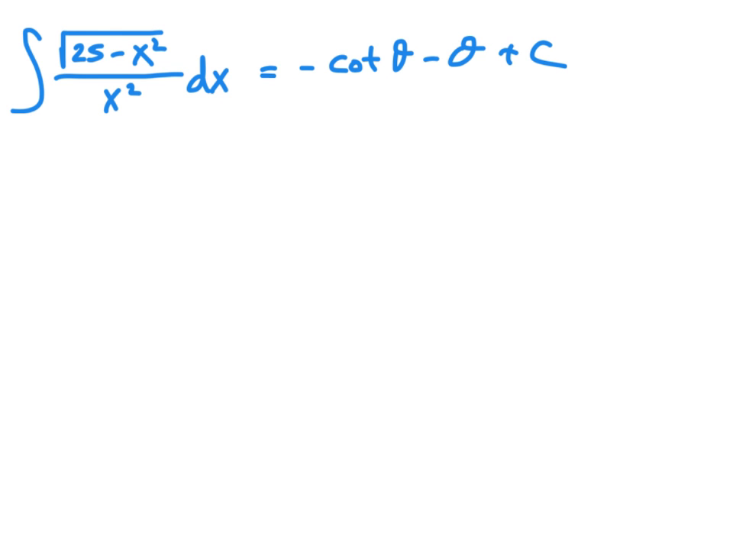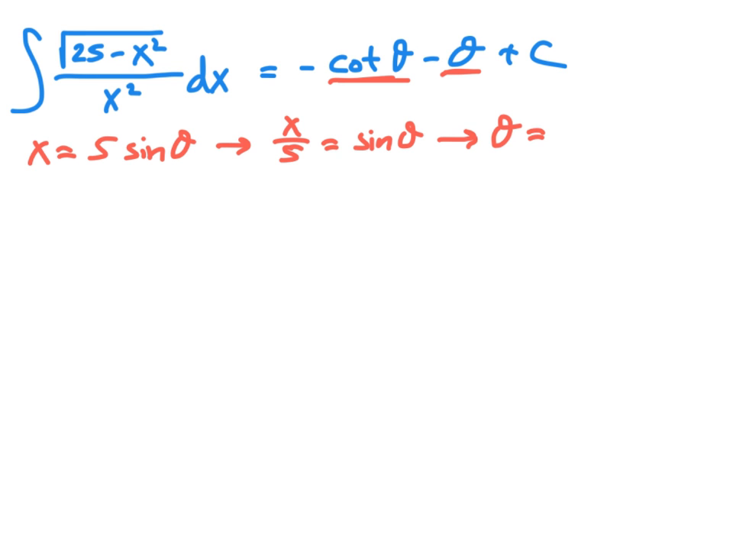So in order to convert this back to an expression in x, we need to relate cotangent of theta and theta back to x. To find theta in terms of x, we simply need to go back to our original substitution, which was x equals 5 sine of theta. We can solve this for theta by first dividing both sides by 5 to get that x over 5 is equal to the sine of theta. And then we can solve for theta by taking the inverse sine of both sides. And so theta will be the inverse sine of x over 5, or the arc sine of x over 5.